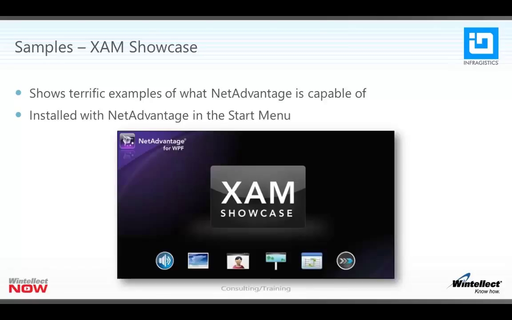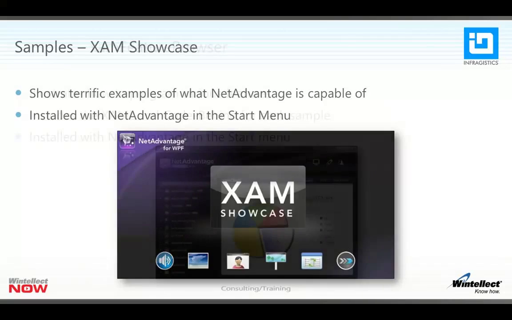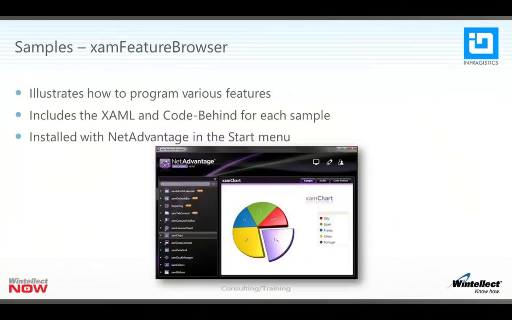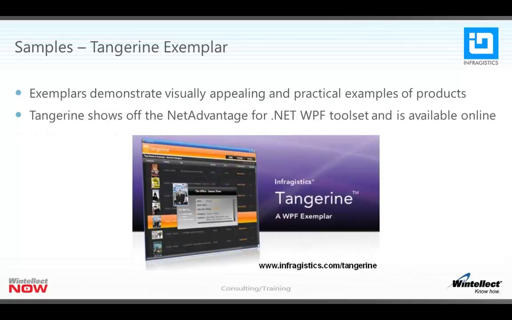The XAML Showcase sample demonstrates all the controls and their various features within functional mini applications. XAML Showcase is installed with the NetAdvantage product and is accessible in the Start menu. The XAML Feature Browser illustrates how to program various features, includes the XAML and code behind for each sample, and comes installed with NetAdvantage in the Start menu as well. Infragistics provides exemplars, which are standalone applications that demonstrate various features in our products. The Tangerine exemplar is available online and shows use of the NetAdvantage for .NET WPF toolset.